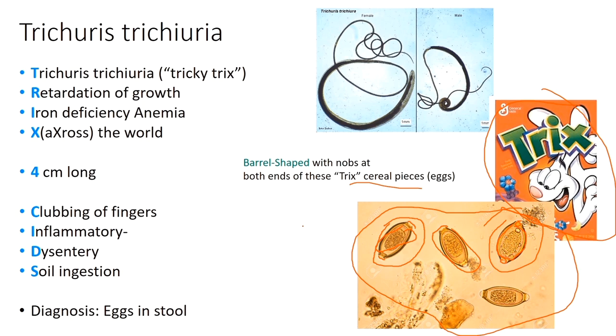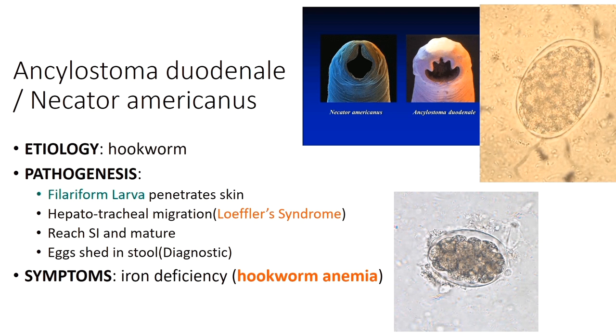These eggs are super high yield to spot. Ancylostoma duodenale and Necator americanus. These guys are your hookworms, and they have hookworm as the name specifically because you can actually see the hooks of their mouth. So they hook onto you, and they like to hitch a ride and get into your blood. So what these guys do, hookworms, is you have this filariform larva. This is high yield. This is not an egg as your infective stage. It's actually filariform. It penetrates the skin on your bare feet.